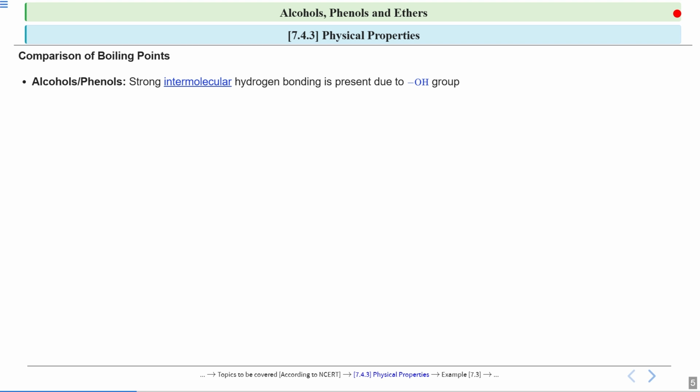So first, let's see the boiling points of alcohols and phenols. Now we know that in alcohols and phenols, we have the OH group, that is the hydroxyl group. Because of this OH group, there is strong intermolecular hydrogen bonding. So if the bonding is strong, that means you require more energy to separate the molecules.